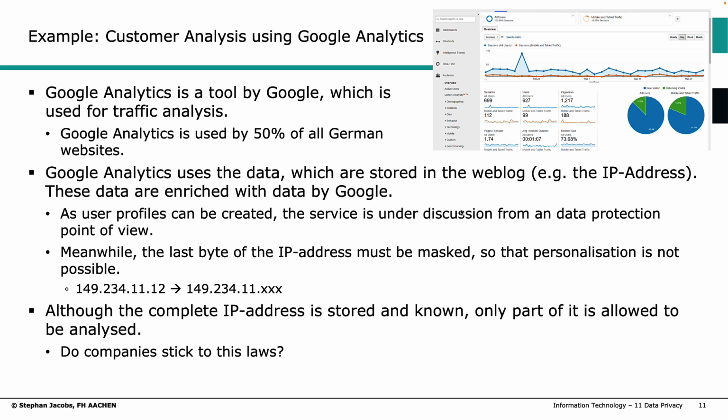So there have been regulations that the last byte of the IP address must be masked, so that personalization is not possible on a complete IP address. So you can see here, if in your weblog you see the IP address 149.234.11.12, the last digits 12 have to be deleted to make the data a little bit more coarse. If all companies stick to this rule, I don't know.